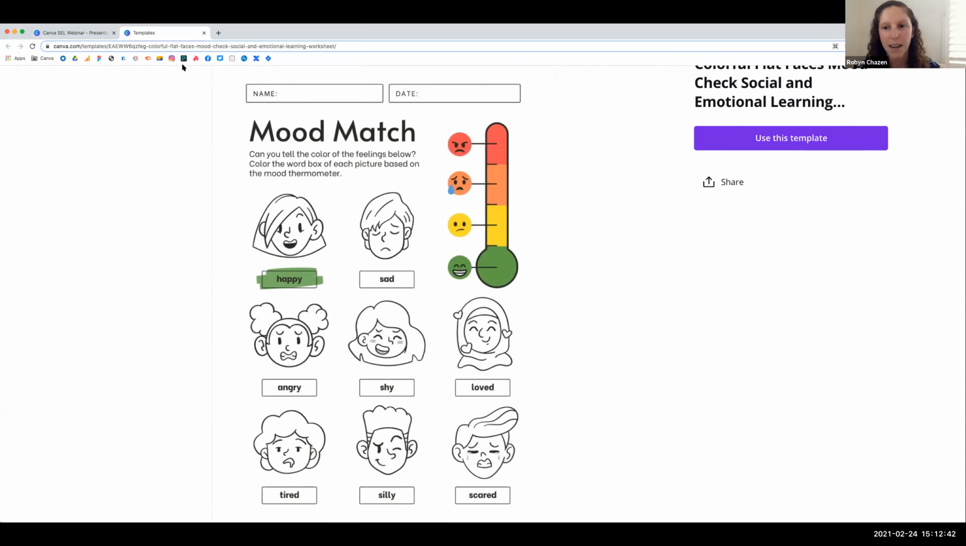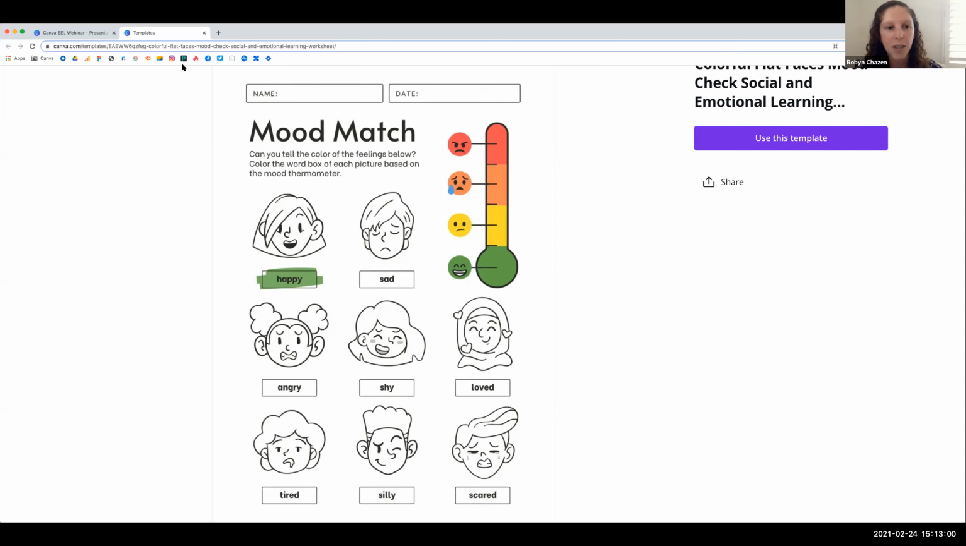Mood checks can be done at many different times of day. A lot of these worksheets and activities that we have are centered around this thermometer. I'm going to give you an example of how to teach your students what this thermometer is, and you can participate in the chat, okay?